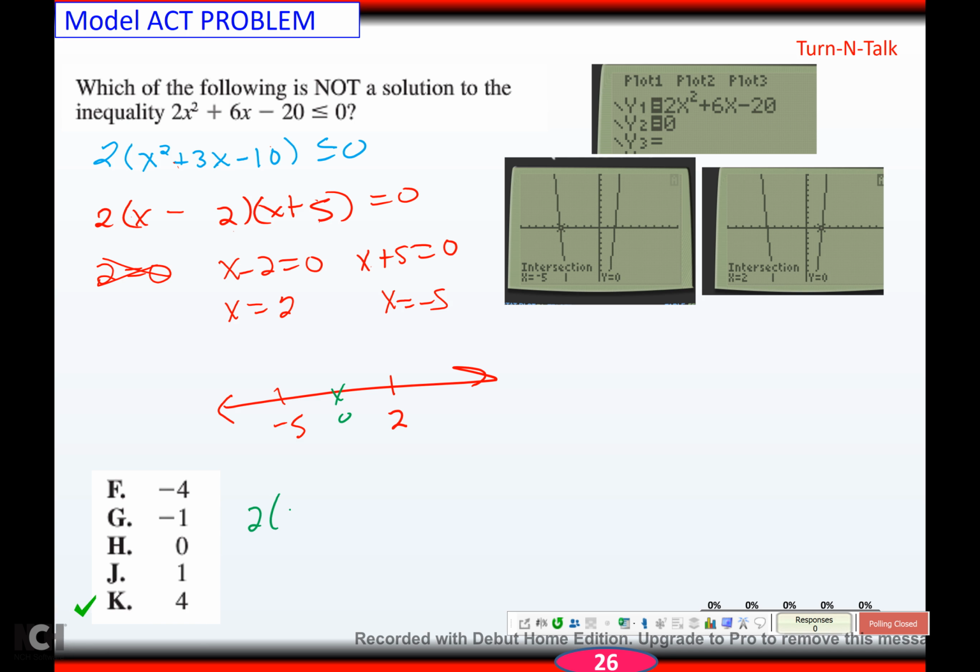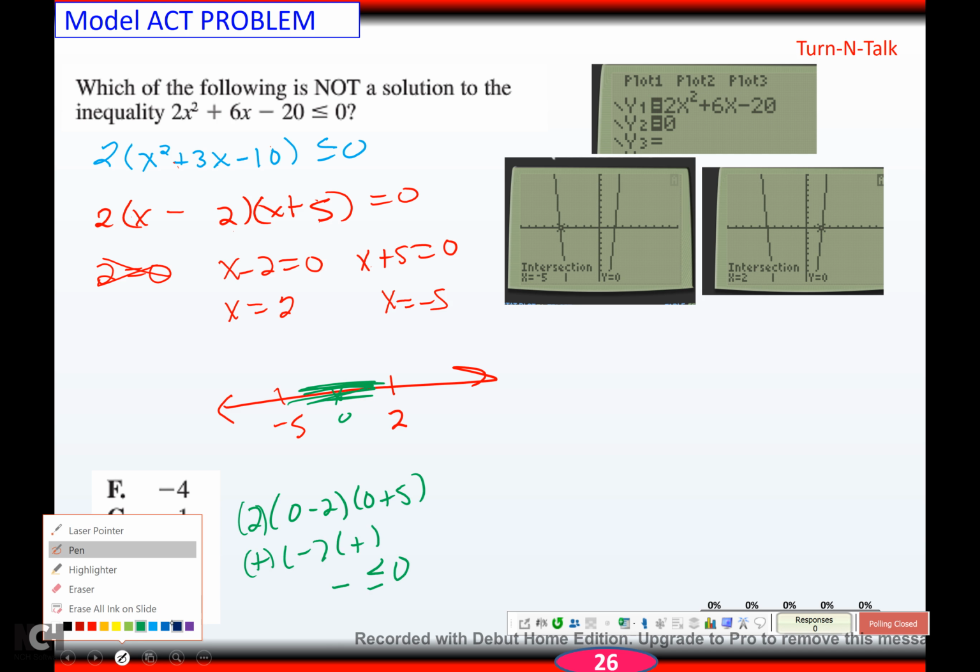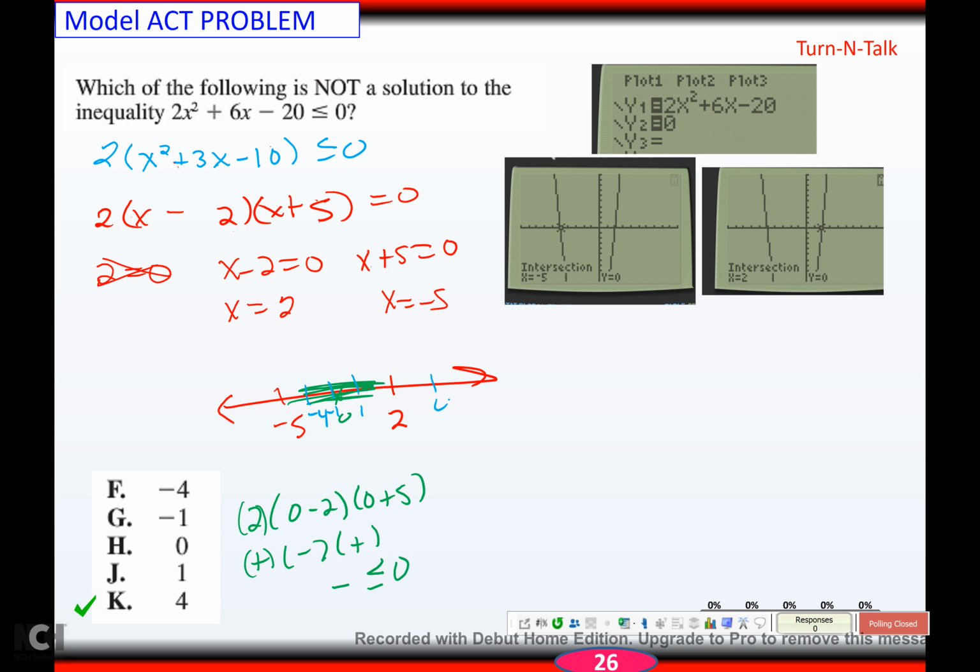So I'd have 2 times 0 minus 2 times 0 plus 5. Well, that's a positive. That's a negative. That's a positive. Altogether is going to be a negative, which is less than or equal to 0. So in between is true. Now I want to know the one that is not in that green area. Well, negative 4 is, negative 1 is, positive 1 is, 4 is not. So it's not part of the solution.